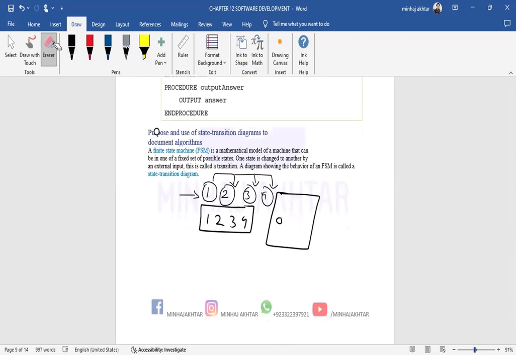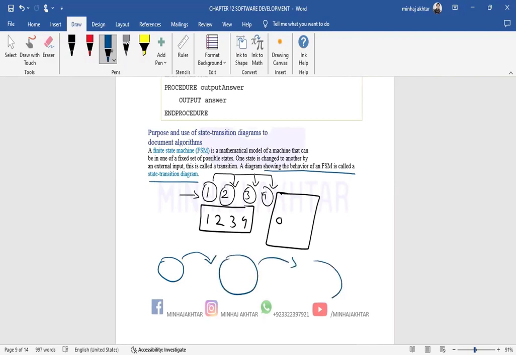Right, here transition means sending the control to the other value. So the first input is 1, then the next value, the transition is being sent to the next input, then next and then next. So a diagram showing the behavior of an FSM is called a state transition diagram. So a diagram which represents this whole structure through specific symbols, like this, guys, like this. This type of diagram is called a state transition diagram.